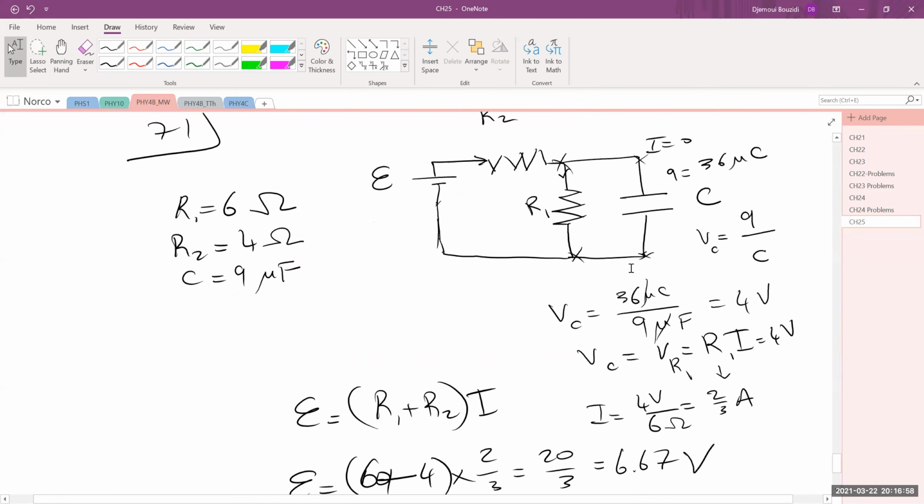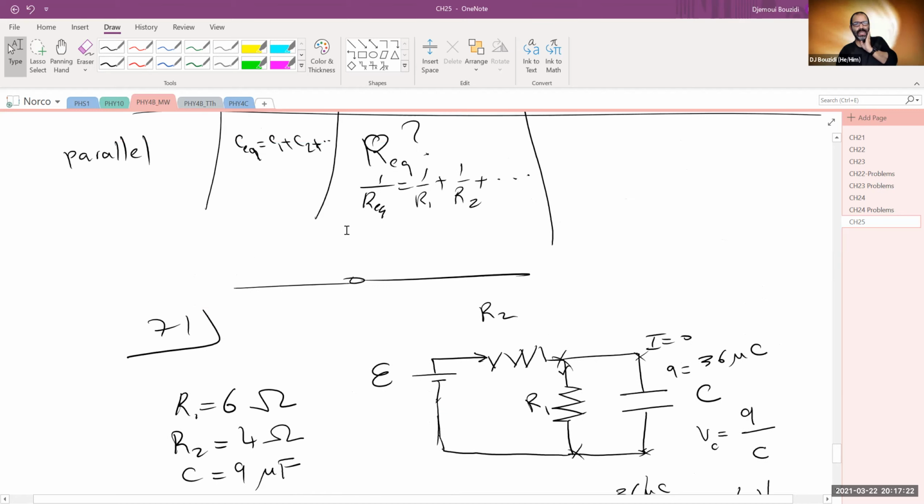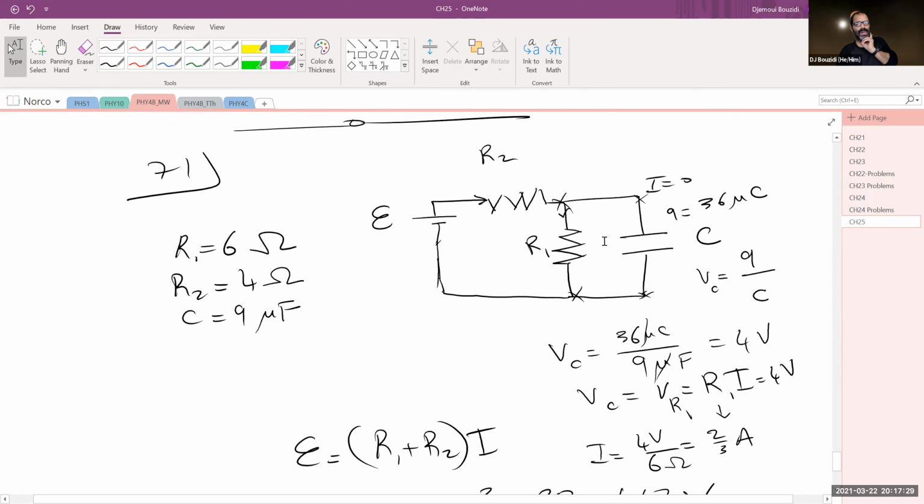Here is the key for solving this type of problem. Obviously, I don't know what the current is. But since they gave us the charge here, being 36 microcoulombs, and they gave us a capacitance, we know that the voltage here is just Q over C, which turned out to be 4 volts, okay? Now, these two are in parallel, and parallel means the same voltage. Since the capacitor and the resistor are in parallel, the voltage of 4 volts across this one, which is 36 microcoulombs over 9 microfarads, is the same 4 volts across this one.